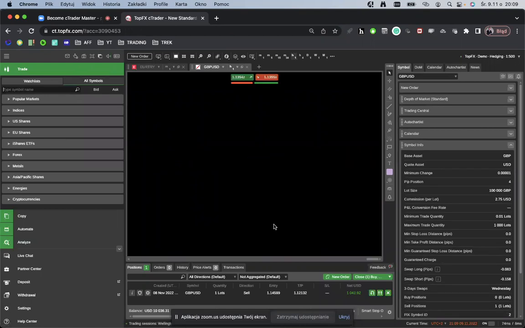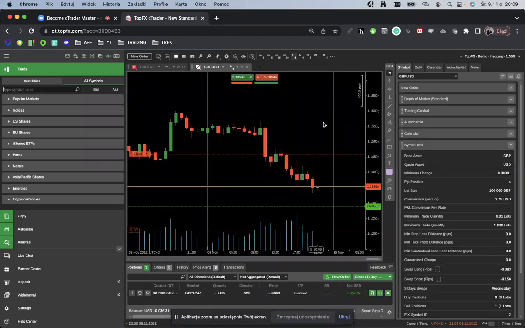Then the central window, of course, is a chart. As you can see, you got my trade watch section here. I have opened a trade on the cable, British pound to American dollar, which is now $1,000 in profit. Why? I will show you in a minute why I'm doing this exactly.